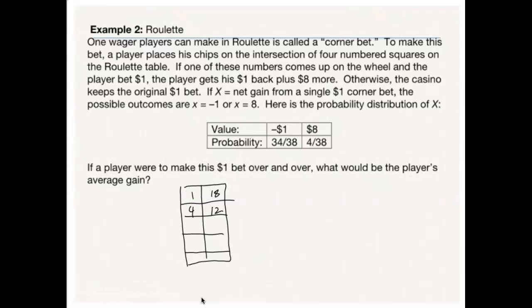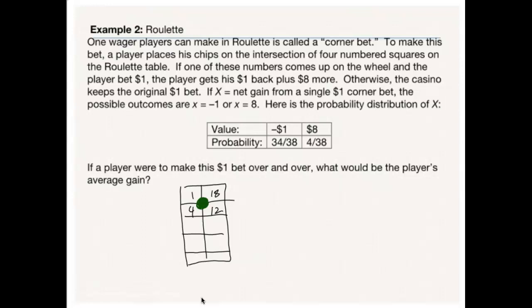That's where you take your chip and you put it on the corner on the table. So you would put it right here so that it's touching all four of these numbers. And basically you're betting on all four of those numbers at the same time, right? And so the payout for that is 8 times your bet. And so I can create a probability model here, which is the net gain from a single $1 corner bet.